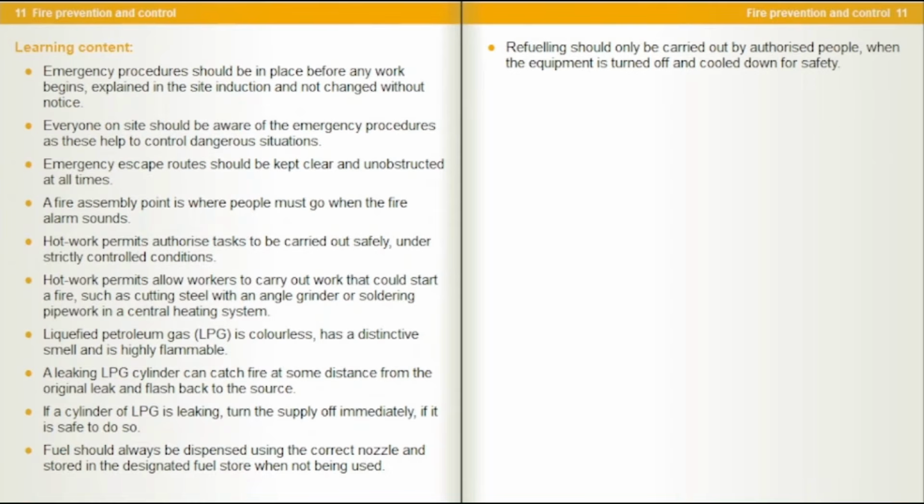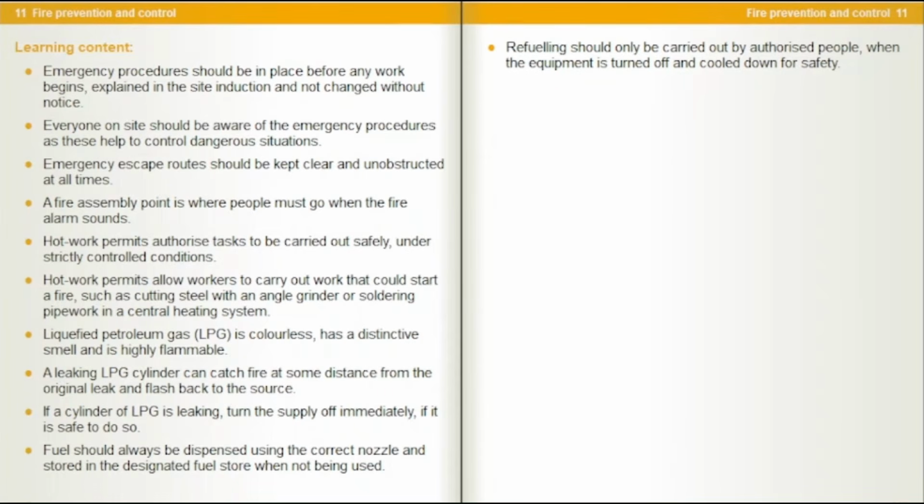Emergency procedures should be in place before any work begins, explained in the site induction, and not changed without notice. Everyone on site should be aware of the emergency procedures, as these help to control dangerous situations. Emergency escape routes should be kept clear and unobstructed at all times. A fire assembly point is where people must go when the fire alarm sounds.